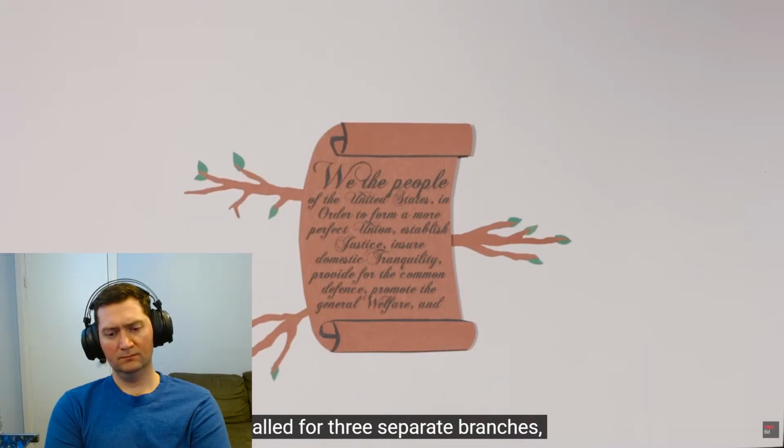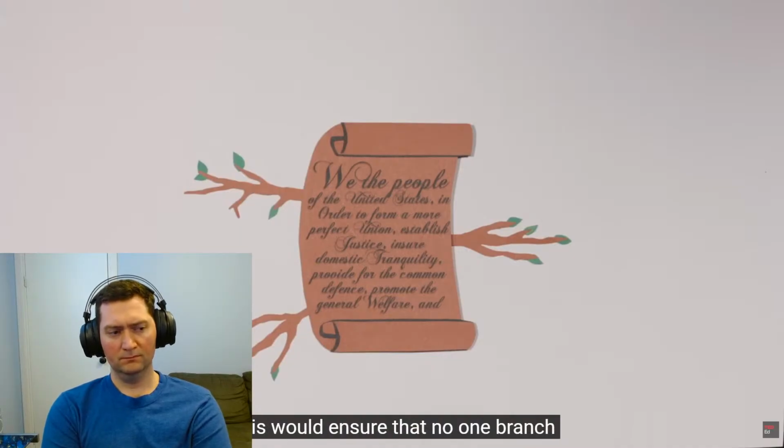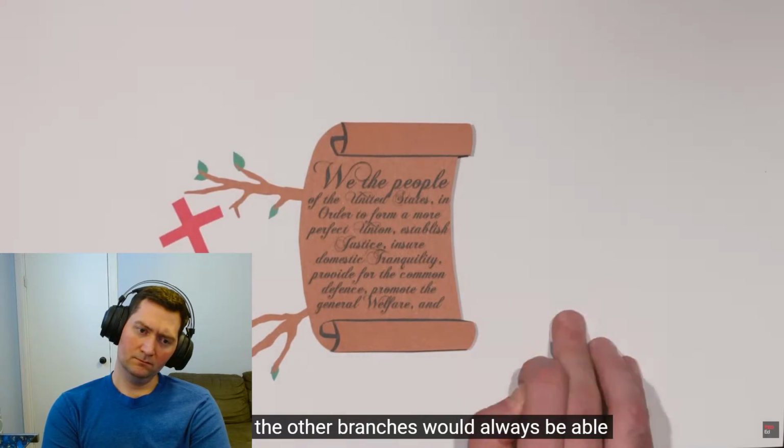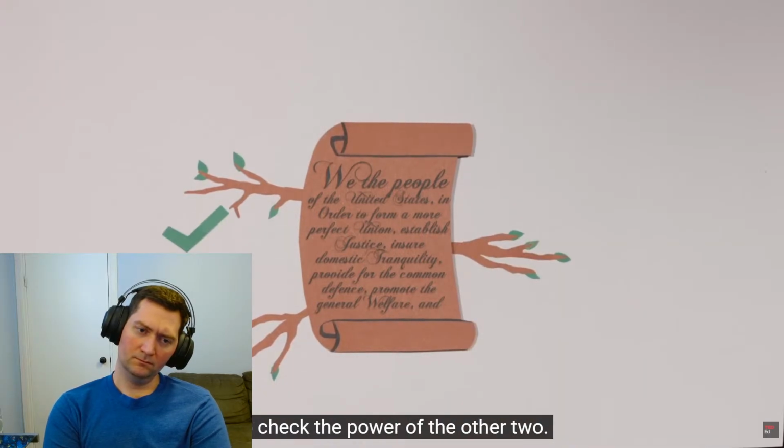When the new Constitution was adopted in 1787, the structure of the infant government of the United States called for 3 separate branches, each with their own powers, and a system of checks and balances. This would ensure that no one branch would ever become too powerful, because the other branches would always be able to check the power of the other 2. These branches work together to run the country and set guidelines for us all to live by.